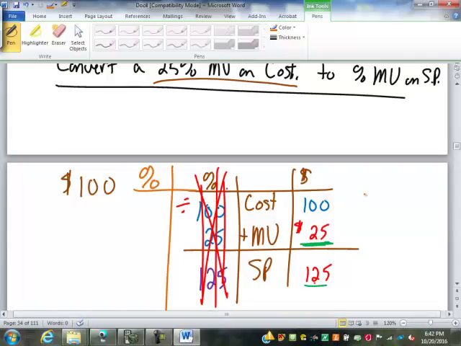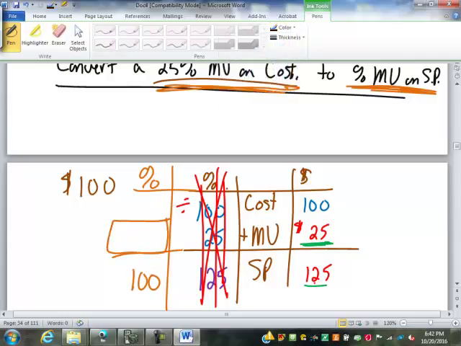The dollar amounts can't change, but I'm asked to convert the percent from that 25% markup on cost to an equivalent percent markup on selling price. So what I'm going to do is leave my dollar amounts on the right side, and redo the left side as a percent markup on selling price. So that means 100% is now going to go here, correct?